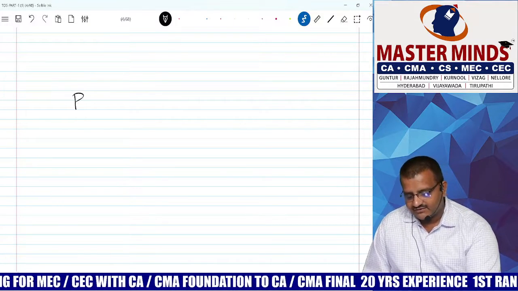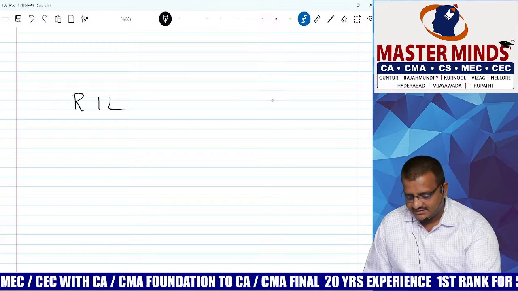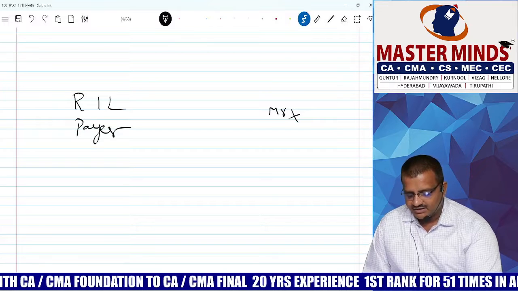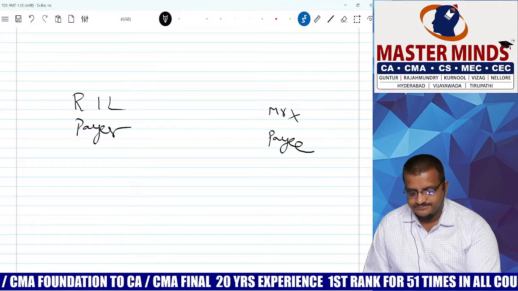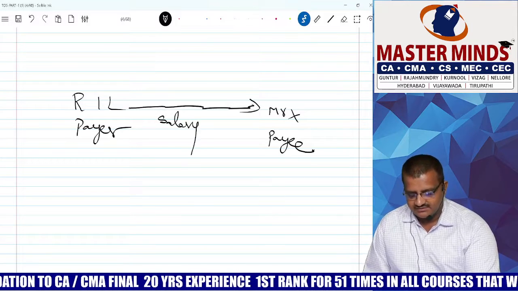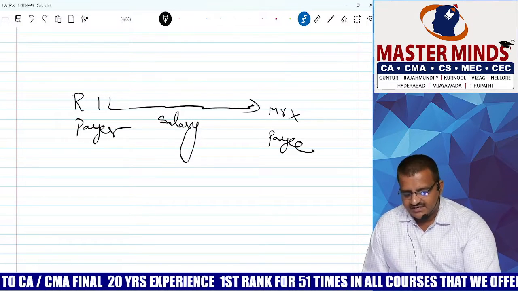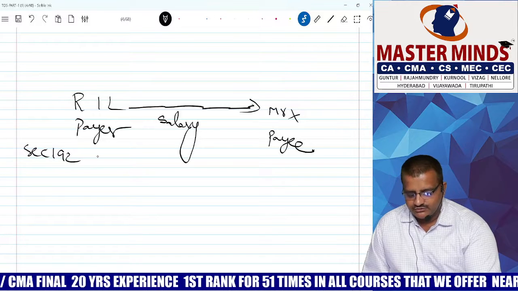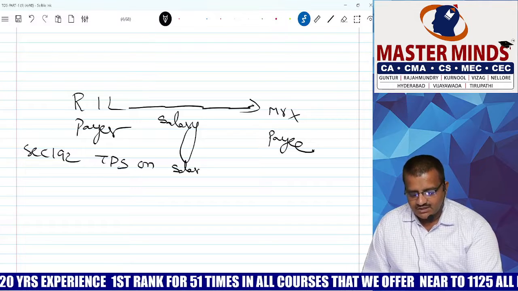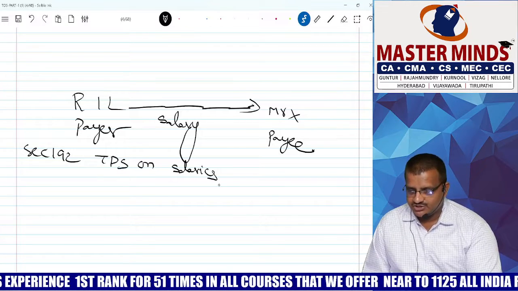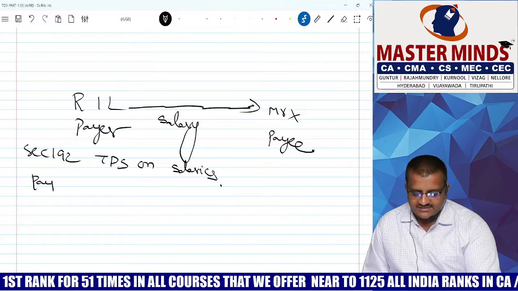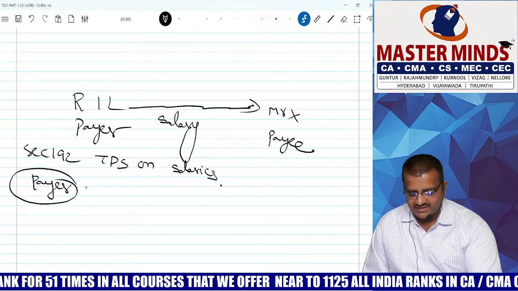You are working with one company called Reliance Industries. Your name is Mr. X. So they are called the payer. You are called the payee. They are paying salary to you. Salary: section number 192, TDS on payment of salary. Salary payments are subject to TDS under section 192. I will ask questions, try to answer in this example only.